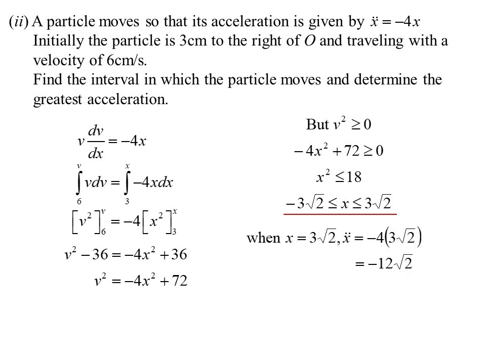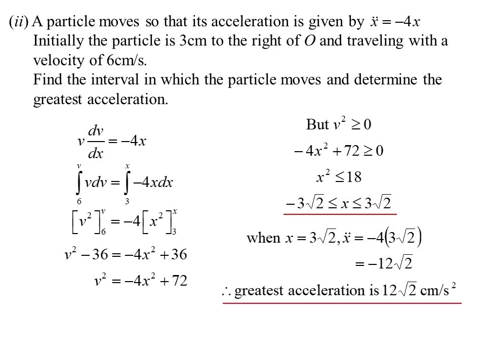The greatest acceleration. Well, the acceleration is minus n squared x, so the greatest acceleration must happen at the greatest displacement, directly proportional. So it's happening at x equals 3 root 2 or minus 3 root 2, it doesn't really matter. One's a negative acceleration, one's a positive acceleration, but it's just acceleration. So I've said minus 12 root 2. Seems weird to say the greatest one is minus 12 root 2, so I don't. Greatest acceleration is 12 root 2.